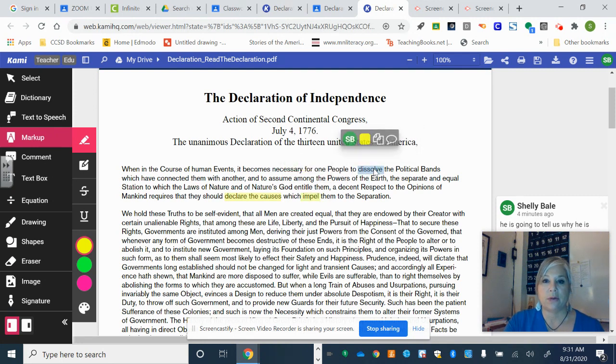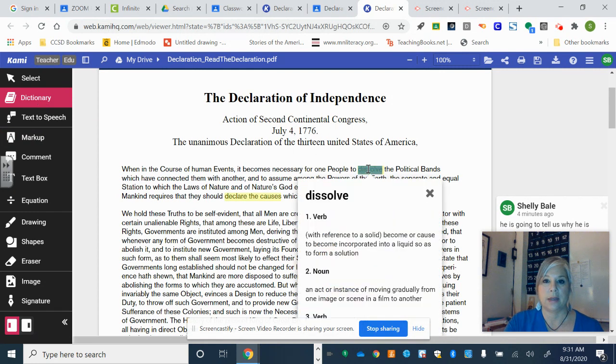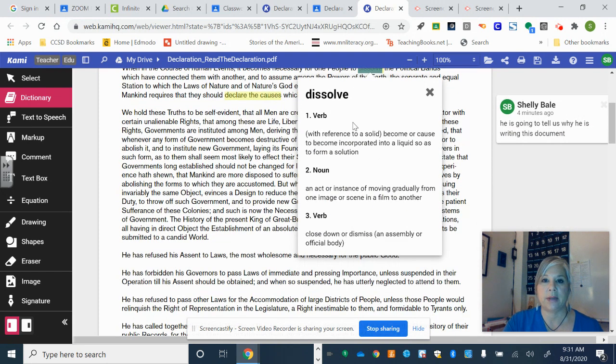If I have an issue with a word, I need to look this word up. It's highlighted already, so now I can just go to dictionary and click on the word, and it will explain to me which one of those definitions makes sense for this particular document. Right now, we're not talking about dissolving in liquid. We know that. The noun form is not the one we want. It is to close down or dismiss, get rid of, basically, cancel it.